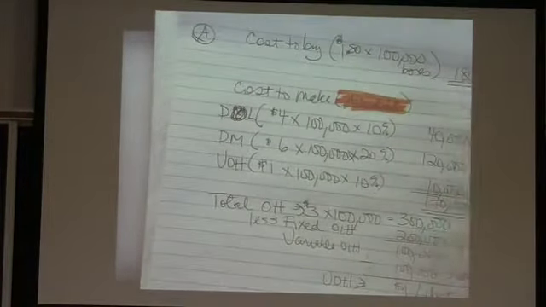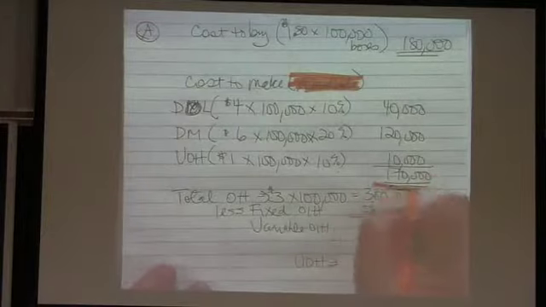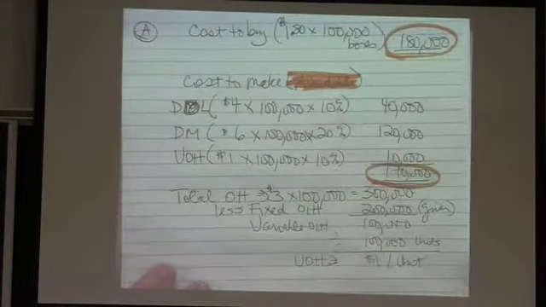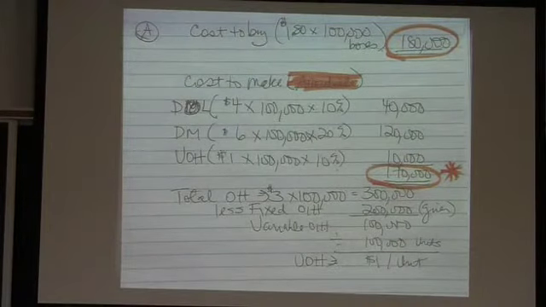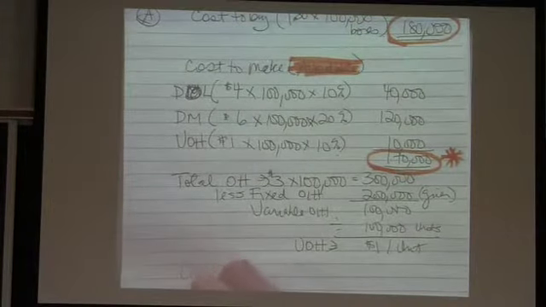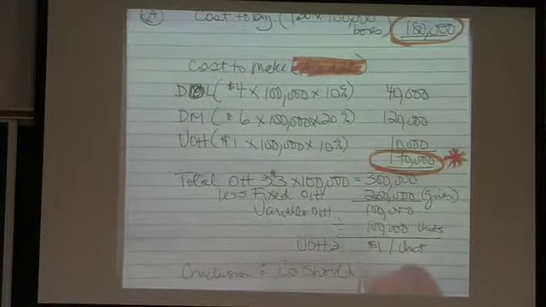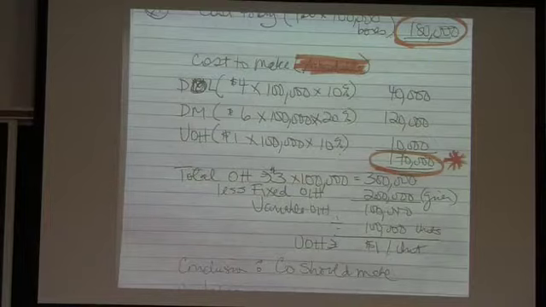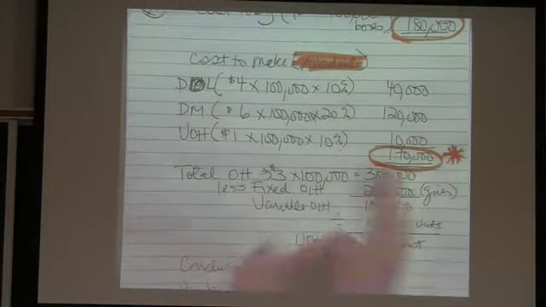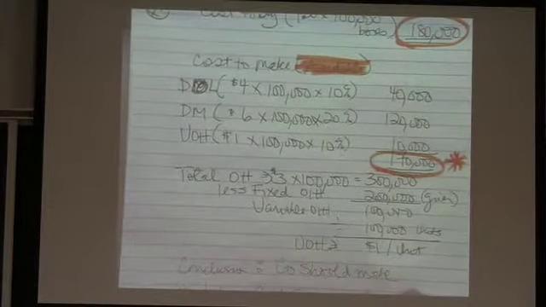So which one is lower? This one, right? This is lower in comparison to this one. So the answer is, which one should we actually make? So, conclusion: the company should make the tubes because it's much cheaper, right? Because there's a cost savings of 10,000.